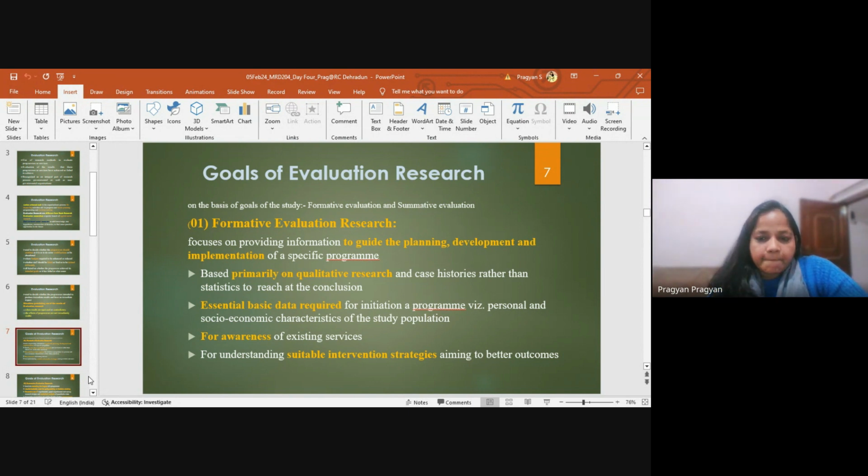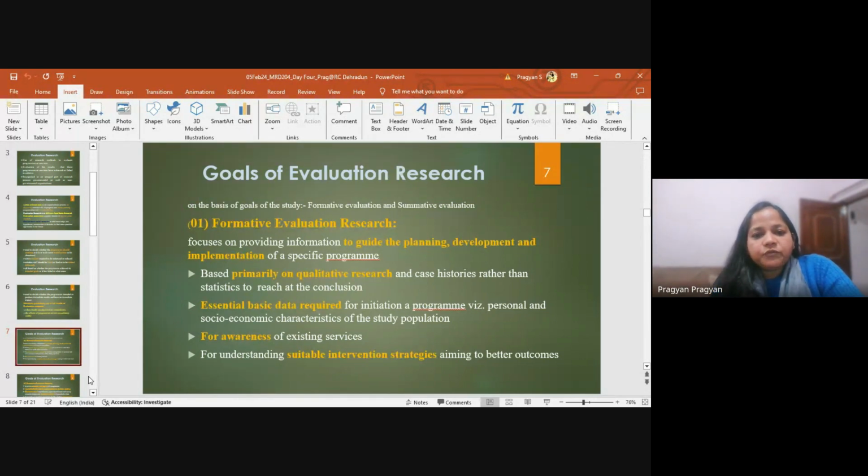Formative means evaluating a program which is in the preliminary stage or in the formulation phase, while summative is something which always evaluates the after effect. So it's a kind of time margin between these goals. That is why we call it formative.